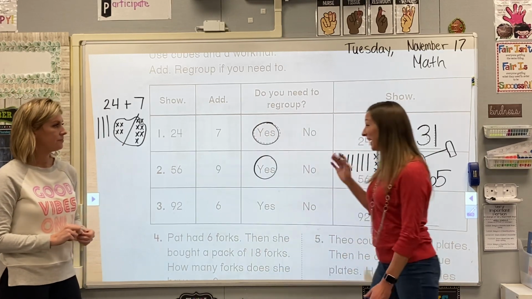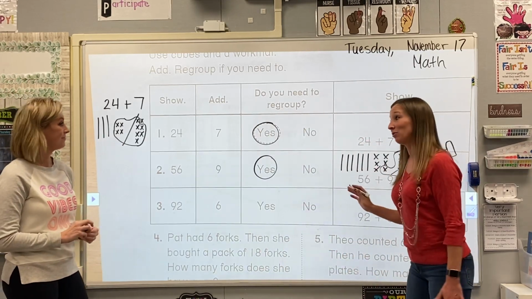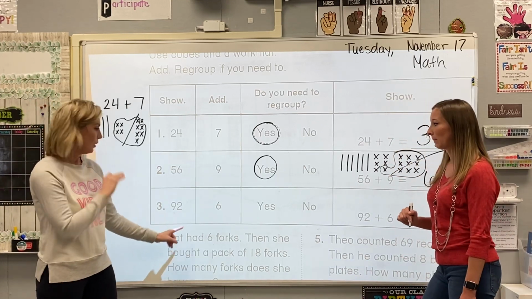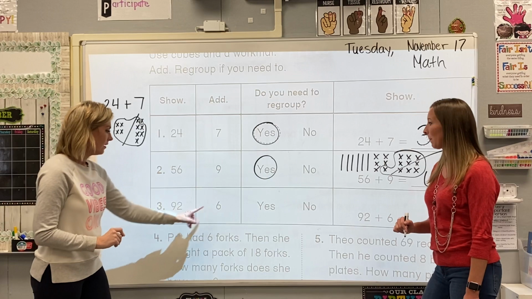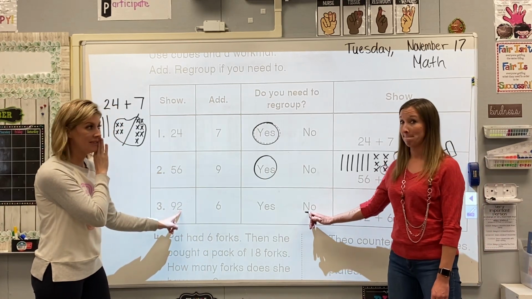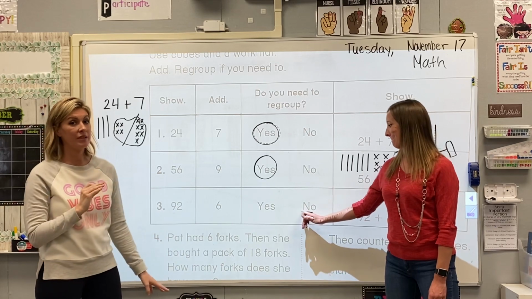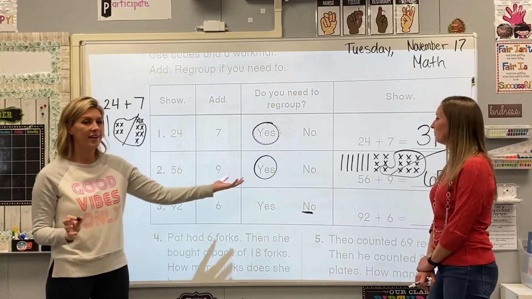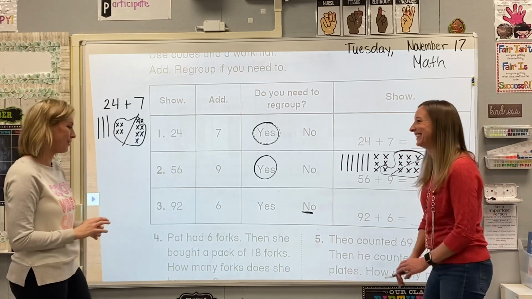So there might be a problem where they don't have to regroup. If you don't have to group, scoop, and trade, because, hint, hint, when you add up your ones, 6 plus 2 is like 8. If you add up your ones and it's lower than 10, you don't have to regroup. So you can circle no. And it's a lot easier of an addition problem to do.